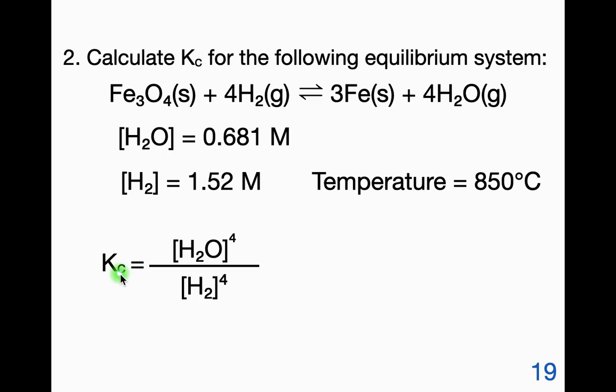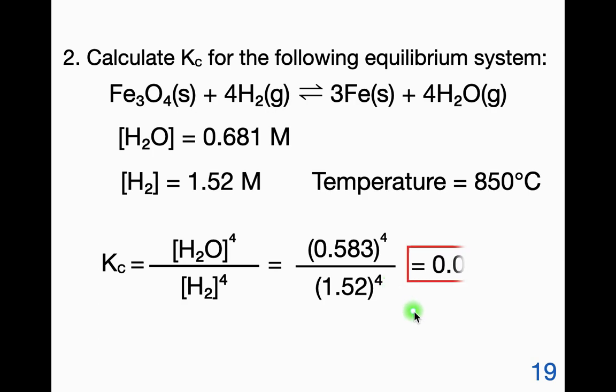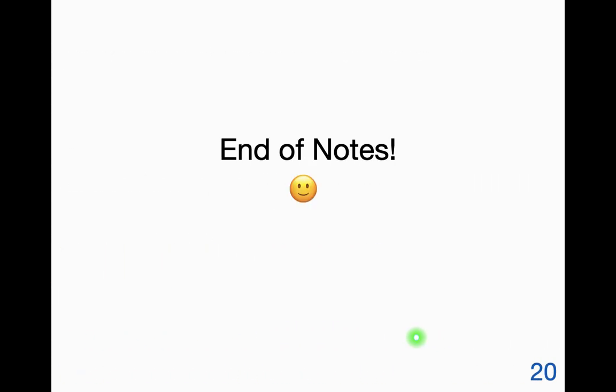So the equilibrium constant will be the concentration of the products raised to the power of its coefficient. In this case, it's just water raised to the power of 4. And for the reactants, it's just the hydrogen raised to the power of 4. So plugging in the equilibrium concentrations that were given. Again, you might want to try this yourself. 0.583 to the 4th power divided by 1.52 to the 4th power, and you should get 0.0216. Okay, that is it. That is the end of notes.